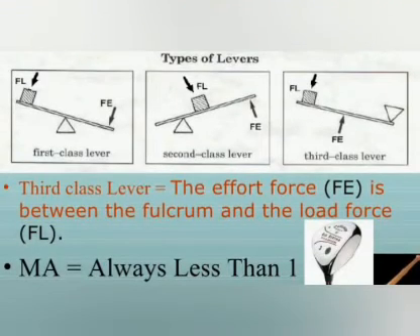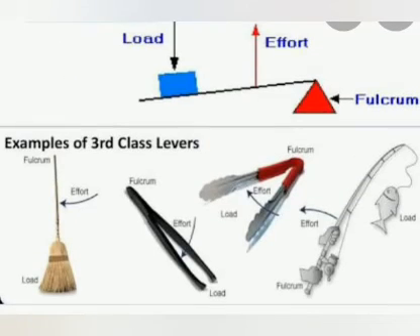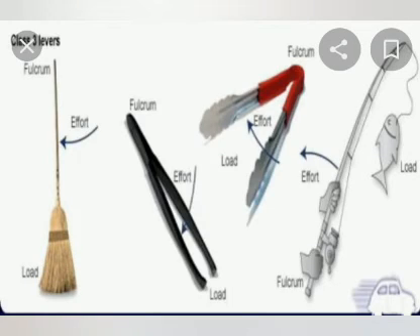Now, class third lever, also known as lever of third order. In this lever, the effort lies between the load and the fulcrum. That is, the load and the fulcrum are on the opposite sides of the effort. For example, a hockey stick, a human forearm, fishing rod, tongs, tweezers, forceps, etc. are examples of class third lever.